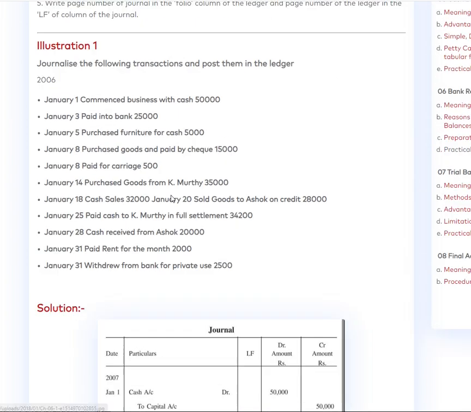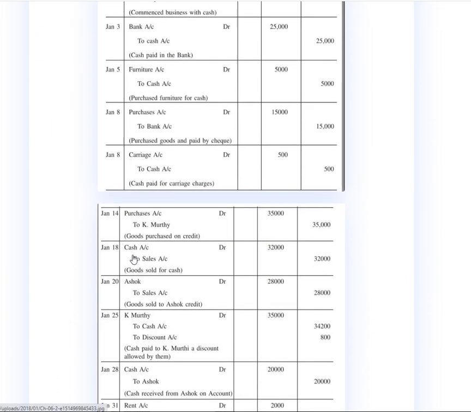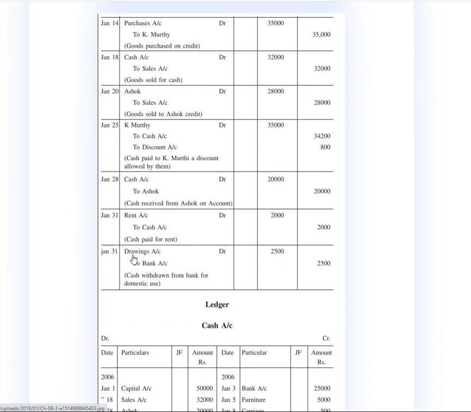Next, on January 31st, paid rent for the month, 2000. For the month of January, the rent has been paid. That amount is 2000. The entry for that is rent account. Rent is a form of expense. Now rent is paid in the form of cash. Cash is reducing in our hand because we have paid it. The entry is rent account debit to cash account, that is 2000, being cash paid for rent.